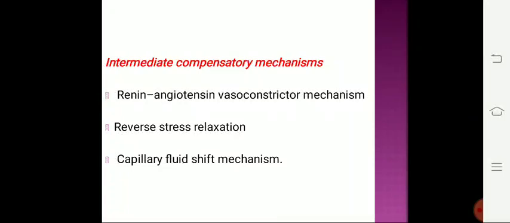This renin acts on angiotensinogen. This angiotensinogen forms angiotensin 1. When angiotensin 1 is activated, it forms angiotensin 2. Now we know that angiotensin 2 is a potent vasoconstrictor. As it is a potent vasoconstrictor, in the arteries and veins it causes an increase in blood pressure.